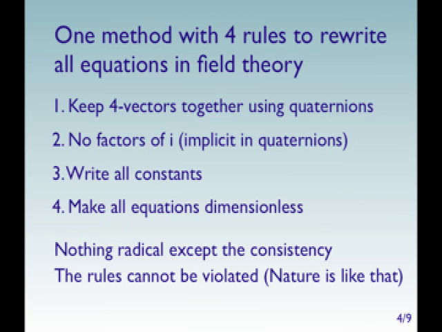All right, rule number 2. There are no factors of i. Well, actually, there are. They're just implicit in a quaternion. You know how I said it's a scalar and a vector? That vector is not only a vector, it's a 3 vector. And it's got an i, it's got a j, it's got a k, guaranteed. So you don't have to waste any pencil lead on it.